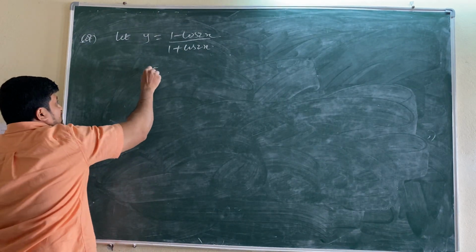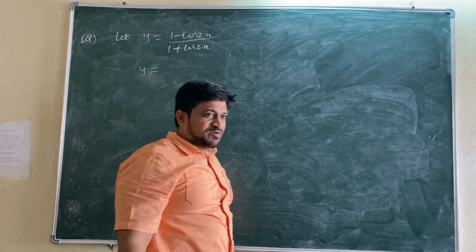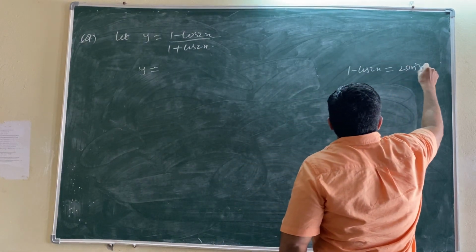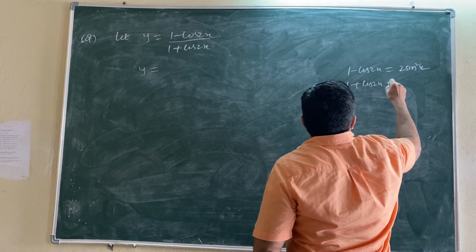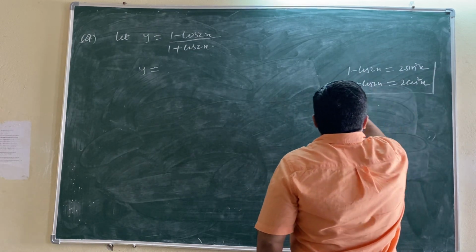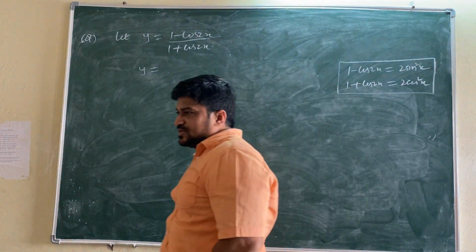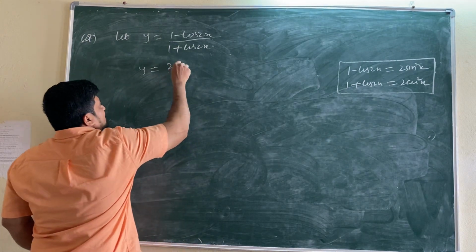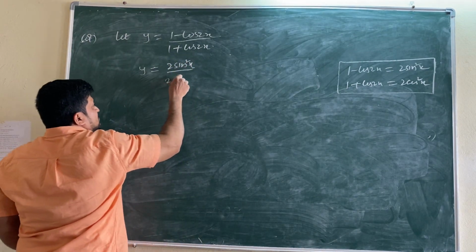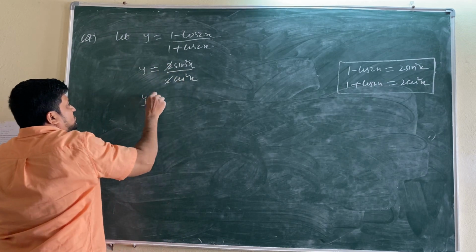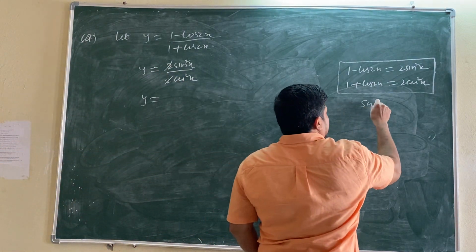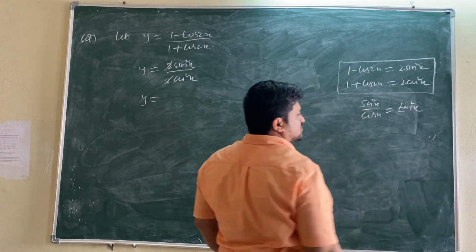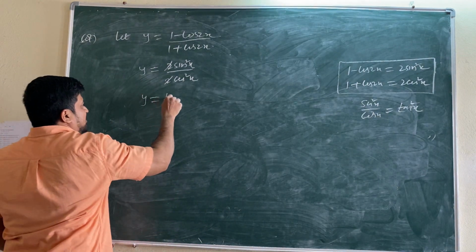One minus cos 2x by 1 plus cos 2x. First you need to remember, whenever you find 1 minus cos 2x, write 2 sin square x, and 1 plus cos 2x is 2 cos square x in trigonometry. If you have not learned this one, learn it for this problem. So sin square by cos square, sin by cos is what? Sin x by cos x is tan x. If it has a square, so y becomes tan square x.